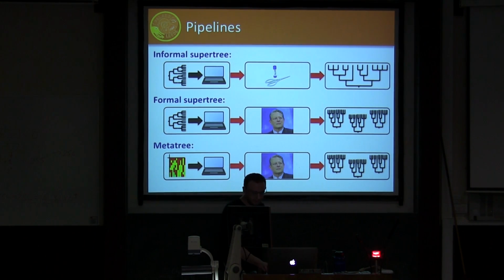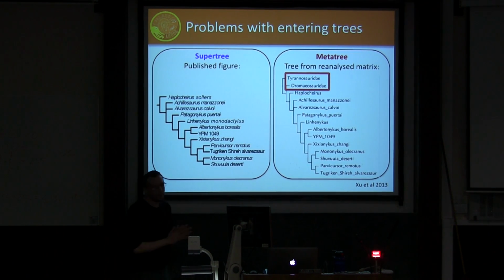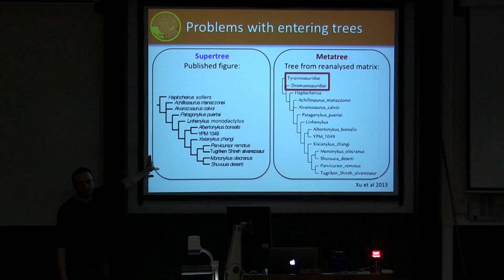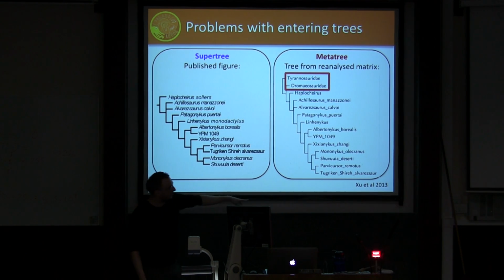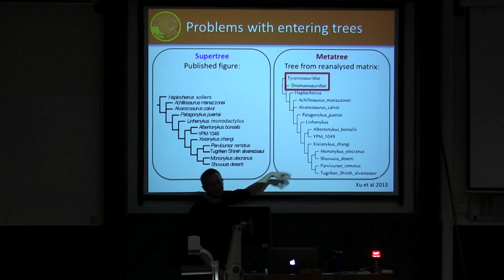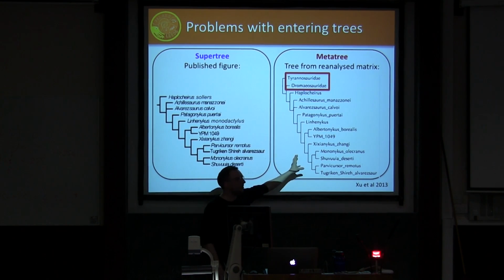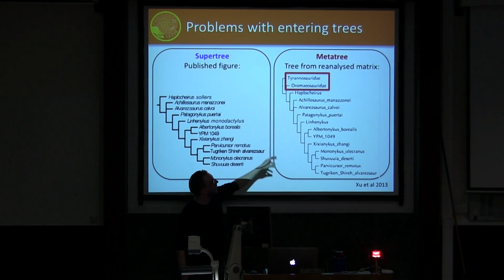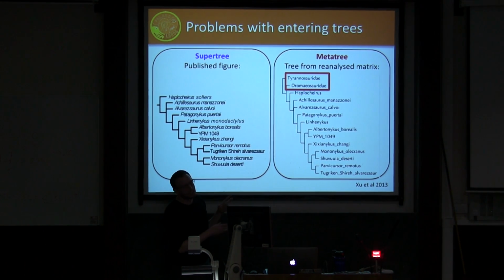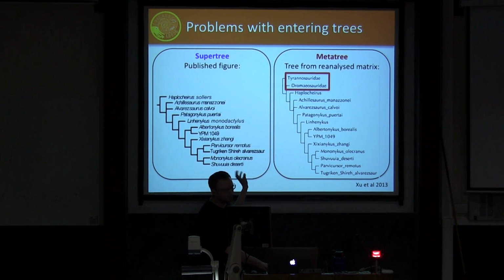But why is that? Well, one reason is there are some problems we can get with entering trees. So here's a very simple one. This is the published tree, if you go to the actual figure in the paper from Xu et al. 2013, and here is what you get if you reanalyze the matrix on the right. The difference is basically that a lot of times in the published tree, people have pruned out the outgroup taxa. So we can retain these if we've gone through the metatree pipeline. And this is important information because those outgroups tell you about overlap, and that really helps you stitch together your topologies later on. So that's one advantage of doing a metatree over a supertree.